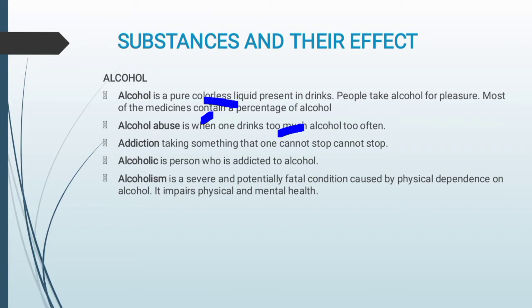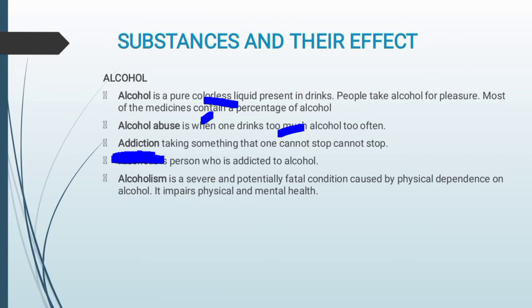We go to addiction. We are simply describing some of the terms used under this substance, which is alcohol. Addiction is taking something that one cannot stop, or taking something regularly, or something that a person cannot do without. You become addicted. When you become addicted to alcohol, you cannot work properly without drinking alcohol. Addiction is very bad. Unless you drink alcohol, you cannot work. That's how it is. Who is an alcoholic? An alcoholic is a person who is addicted to alcohol. They may ask these terms under section A.